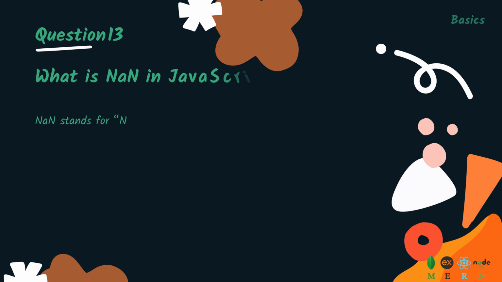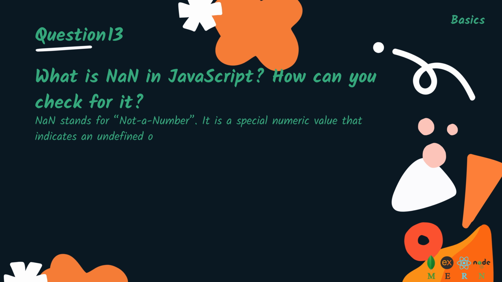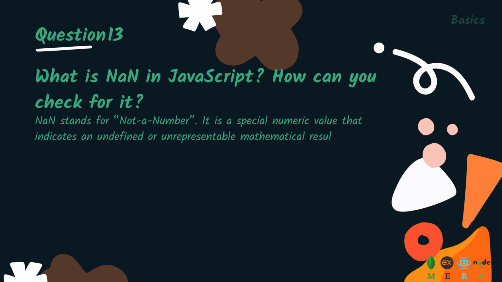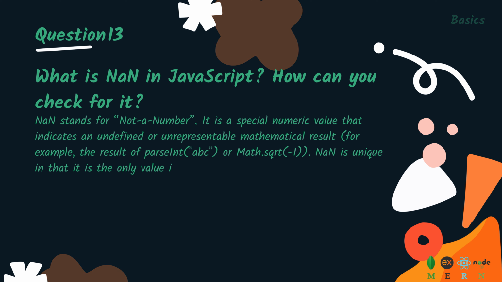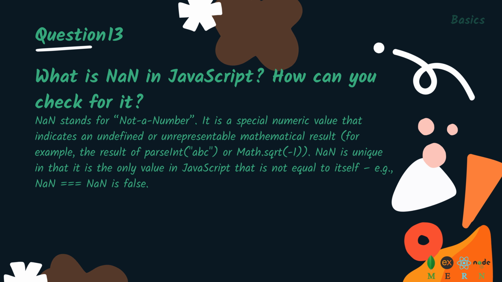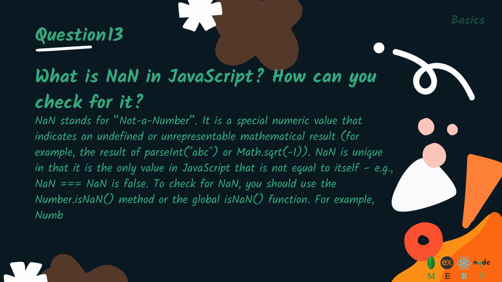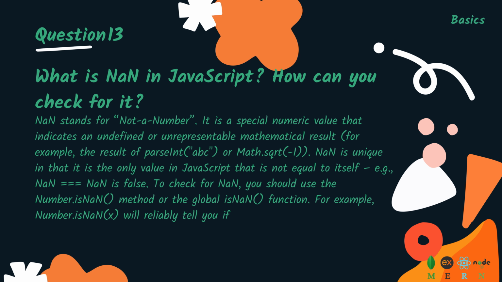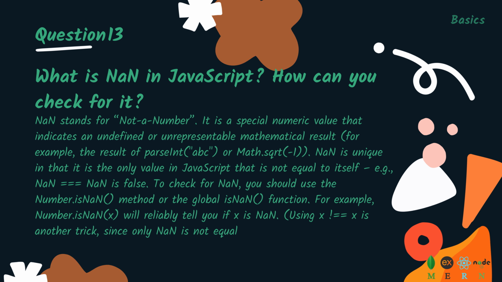What is NaN in JavaScript? How can you check for it? NaN stands for not a number. It is a special numeric value that indicates an undefined or unrepresentable mathematical result. For example, the result of parseInt('ABC') or Math.sqrt(-1). NaN is unique in that it is the only value in JavaScript that is not equal to itself, e.g., NaN === NaN is false. To check for NaN, you should use the Number.isNaN method or the global isNaN function. For example, Number.isNaN(x) will reliably tell you if x is NaN. Using x !== x is another trick, since only NaN is not equal to itself.